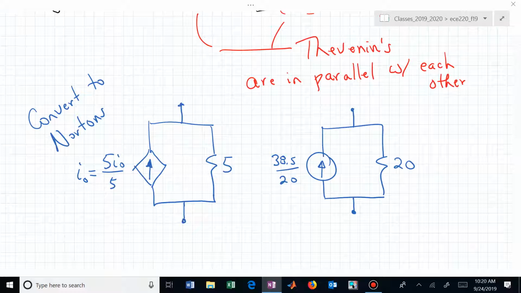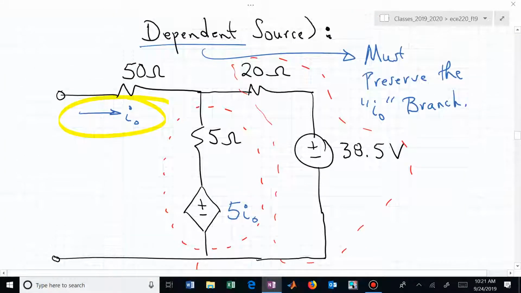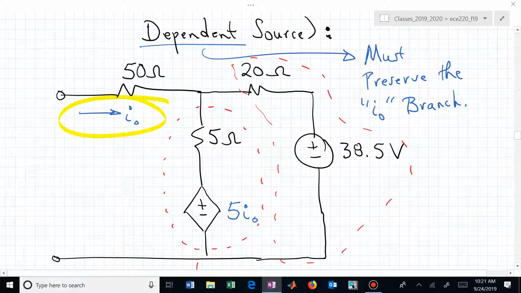Now these are in parallel, are they not? We can combine them. Combine those, we now have a single Norton source. Now we can make that into a Thevenin, and where do we end up? We now have that 50 ohm resistor in series with a Thevenin.